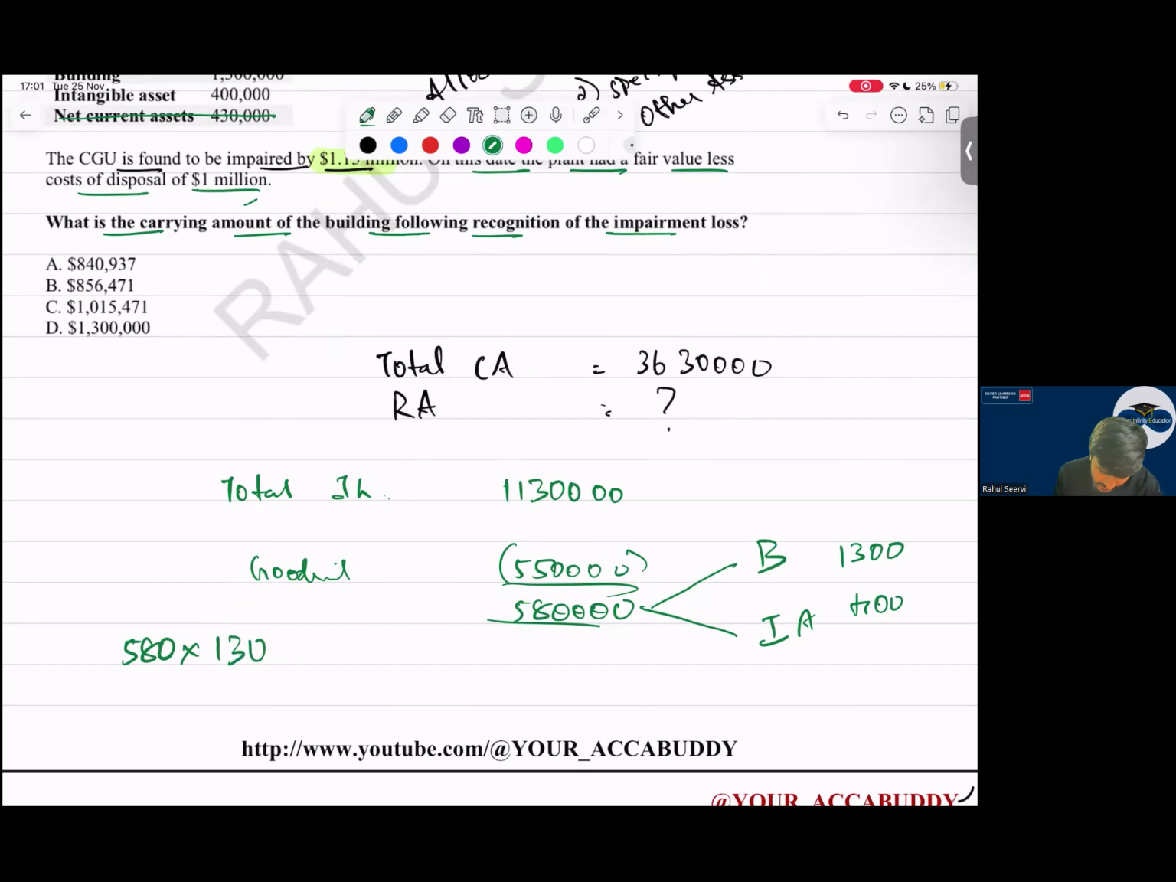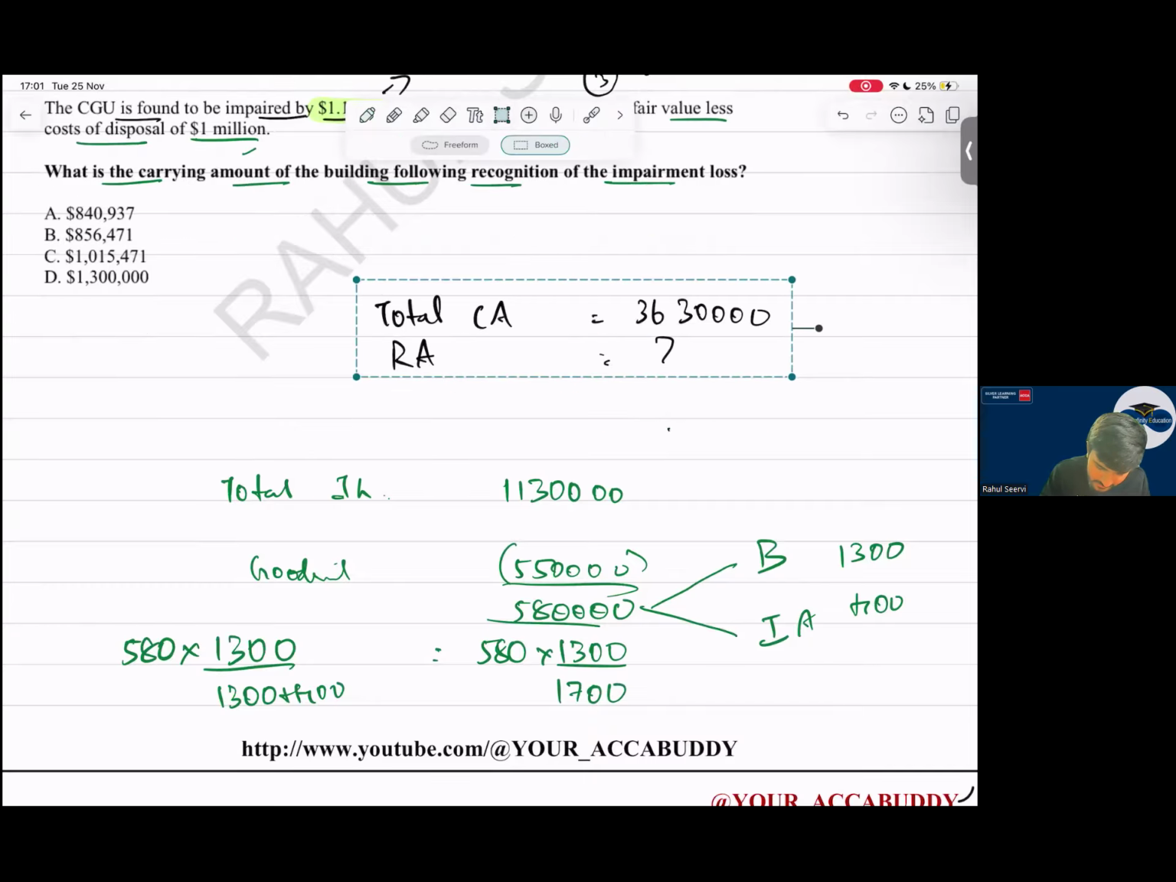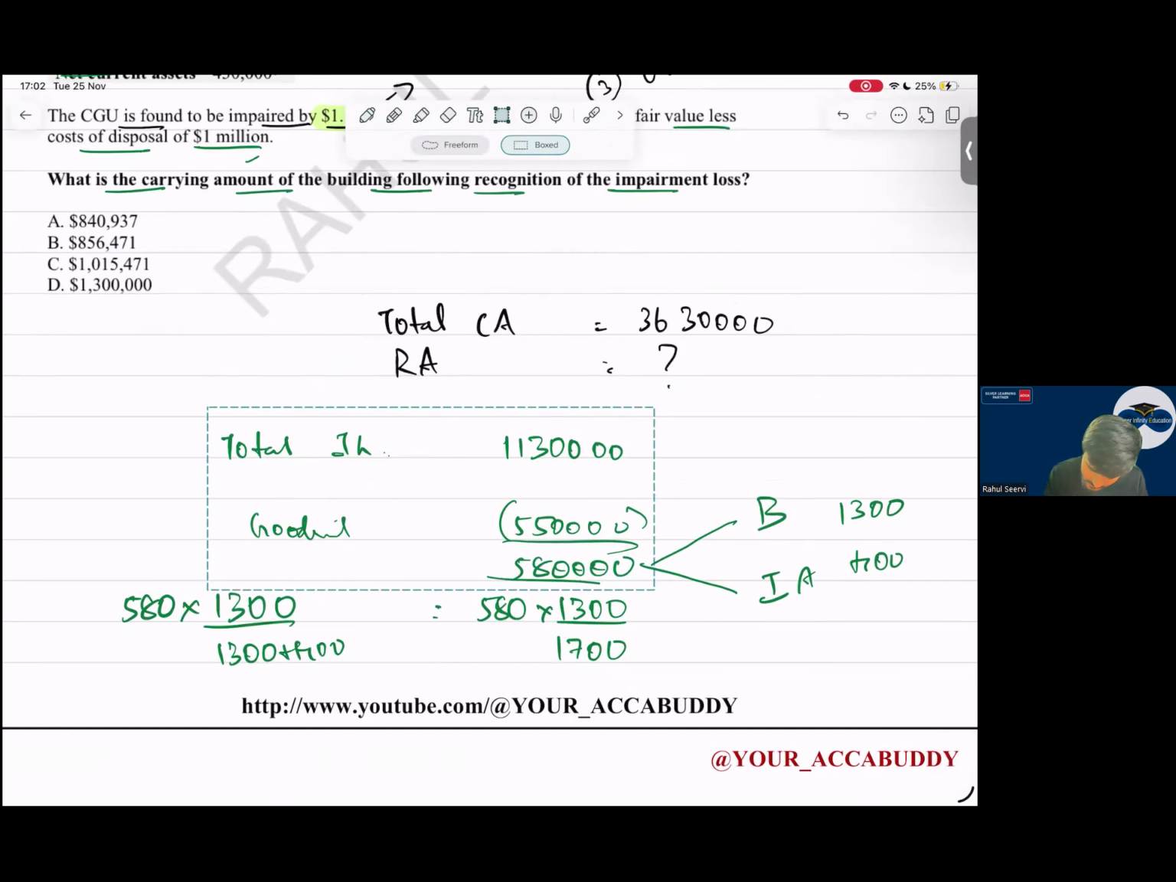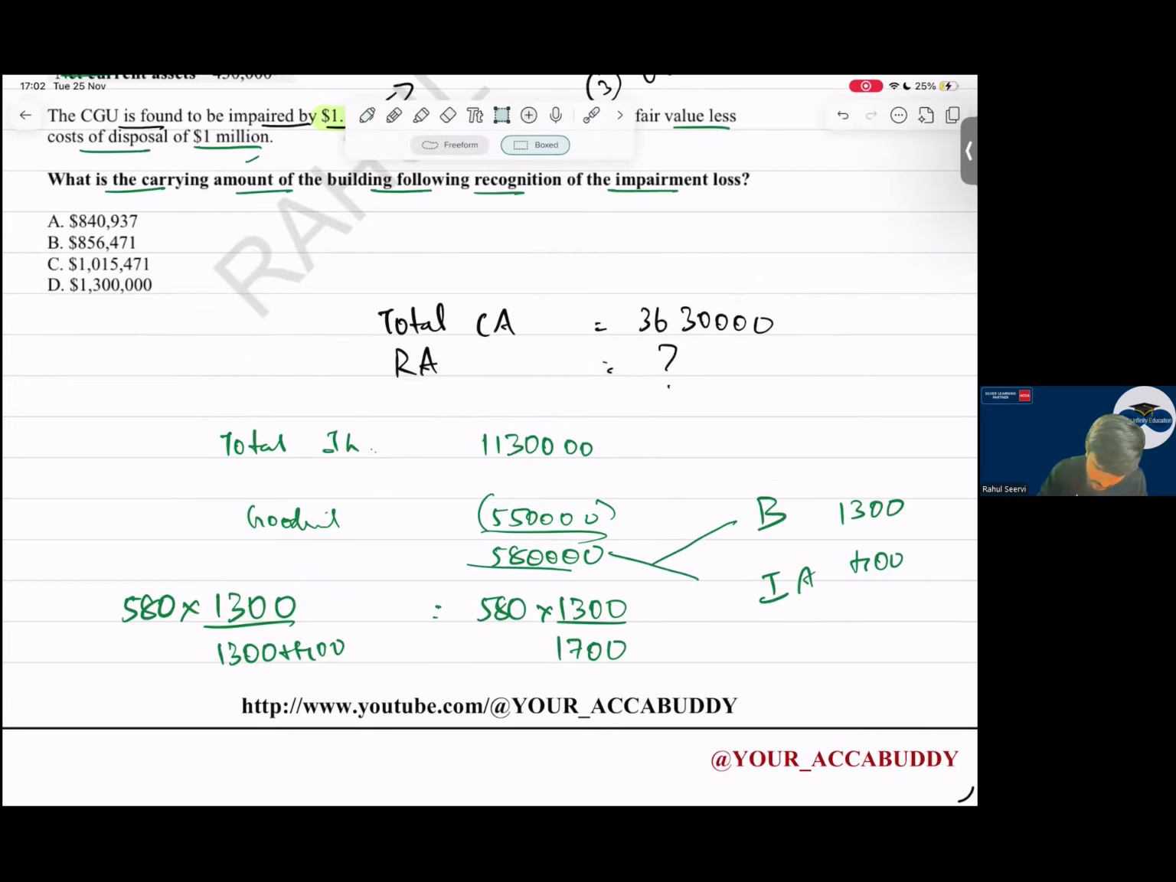So building is 1,300 divided by 1,300 plus 400. If you do this, you get 580 into 1,300 divided by 1,700. So 580 into 1,300 divided by 1,700. That is 443 point something. This is the value.